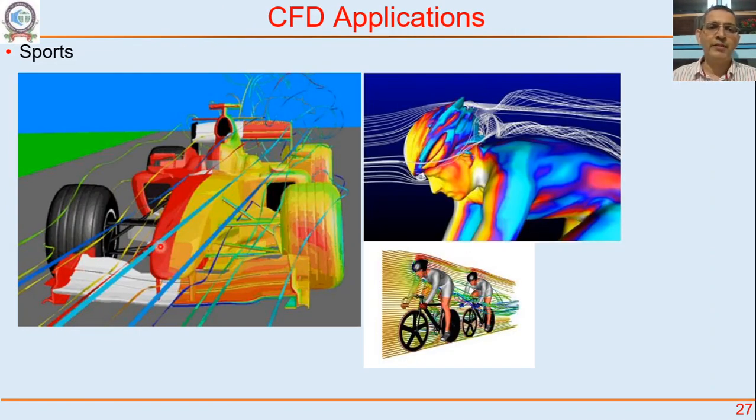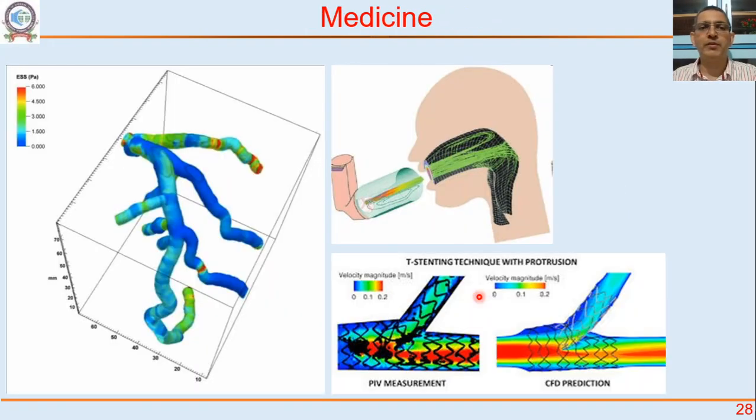Sports: CFD simulations for sports cars. That's how people design racer cars, the headgear, the bikes. This person is running downstream, directly in the flow field affected by the presence of this biking person. How his drag is influenced by this person has a very important bearing on their performance.